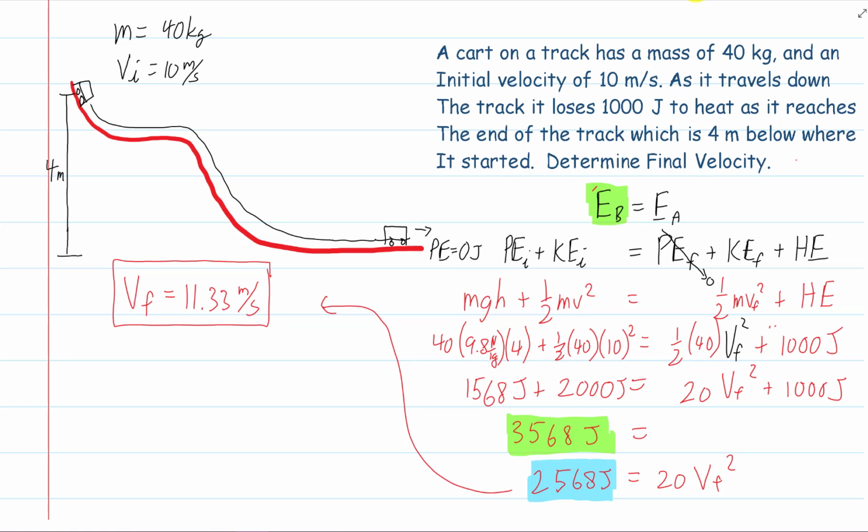And if by chance the cart fell off the track right at the beginning and hit the ground, that would also be the velocity that it would hit the ground at, especially if it fell off going down at 10 meters per second, and it still lost 1,000 joules to air friction or something like that.